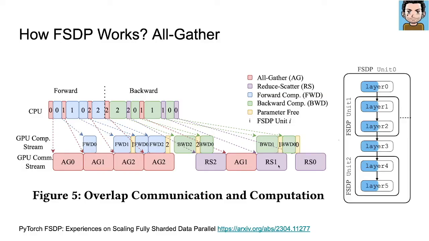In all events, once we are done with the backward pass on unit number 1, we then perform backward pass on layer number 0, which belongs to unit number 0. Once we are done with this backward pass, we will free unit number 0 and reduce scatter the gradient of unit number 0. This is basically where we finalize a single training iteration.